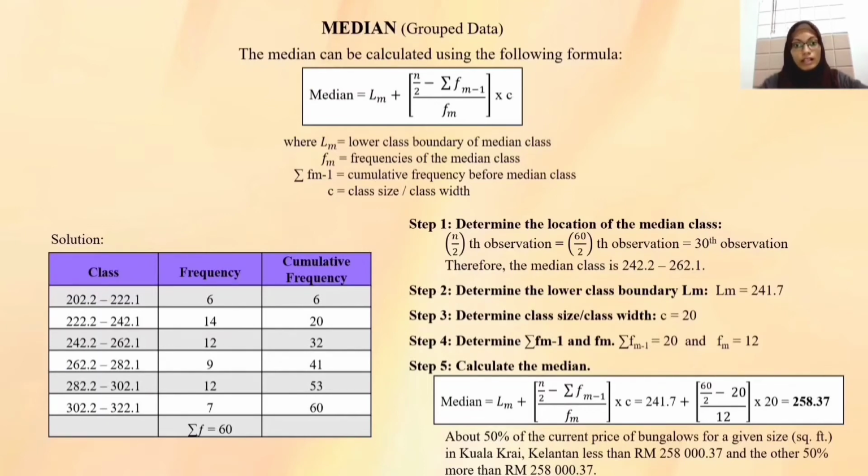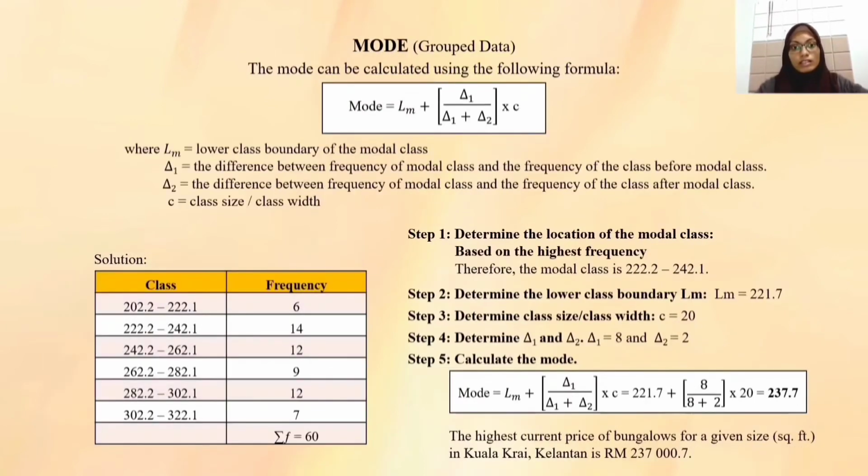Let's move to the last measure of central tendency. The mode can be calculated using the following formula. For step 1, we need to determine the location of the modal class based on the highest frequency. So if we look here, the highest frequency is 40. So the modal class with frequency 40 is 222.2 to 242.1. So the lower class boundary is 221.7 and class size is 20.